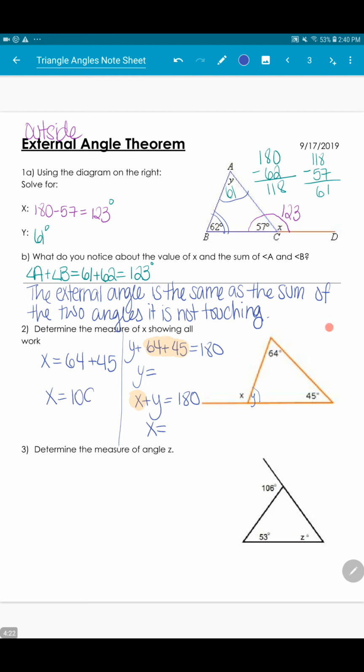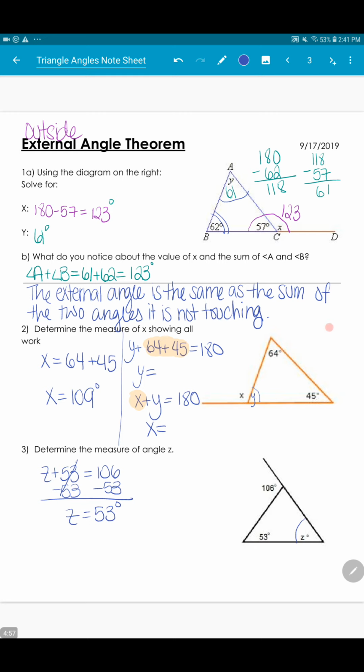I'm getting 109 degrees. I might be making a mistake because I don't have a calculator with me. This last one, we want to solve for the measure of angle z. Catch here, z is on the inside. So same way, we're going to set up the same rule again. I have z plus 53 because those are the two inside angles. And when I add them, I should be getting this outside angle. So I can just subtract 53 from both sides. I think that's still 53 degrees.